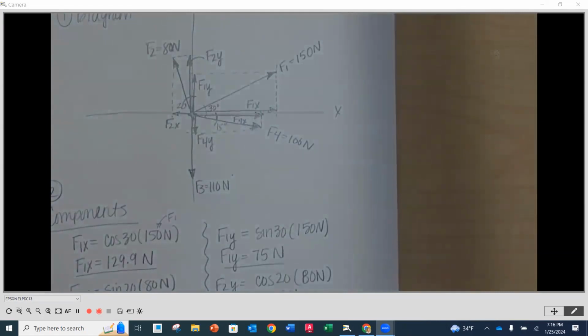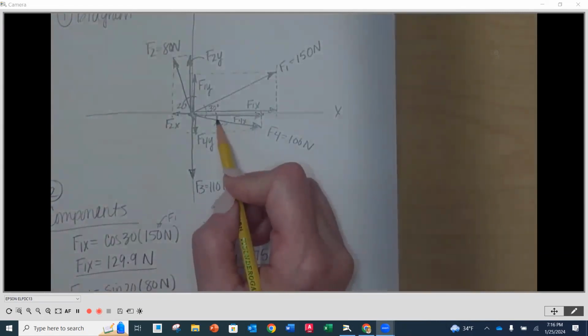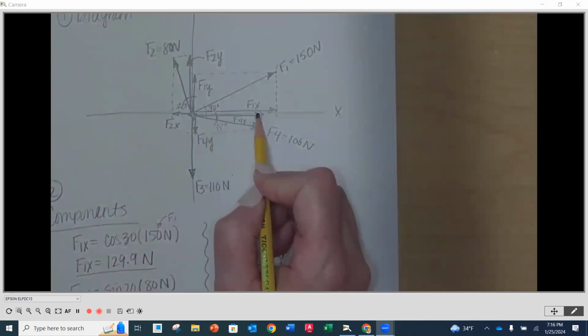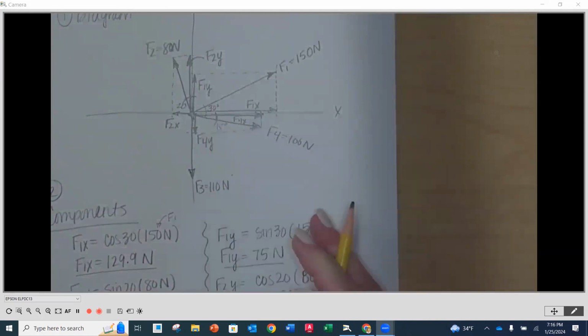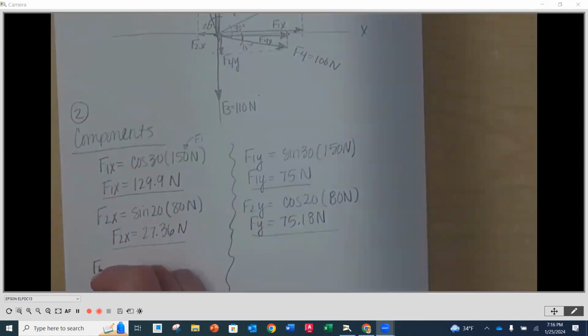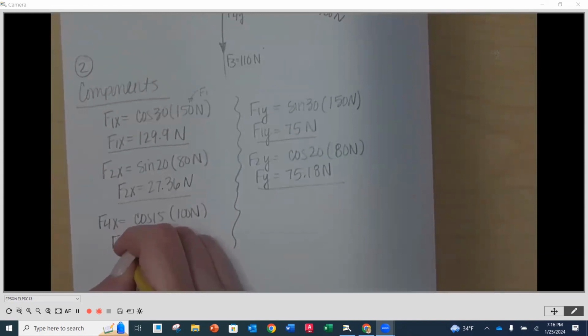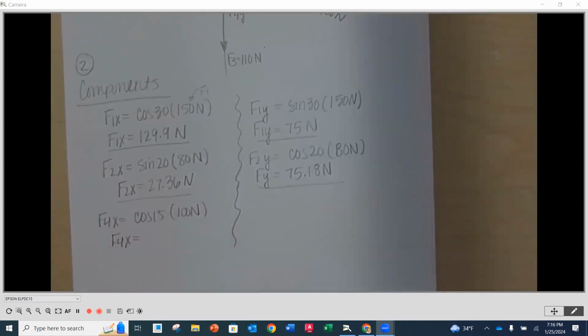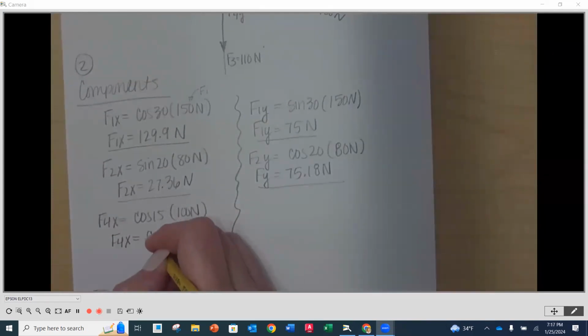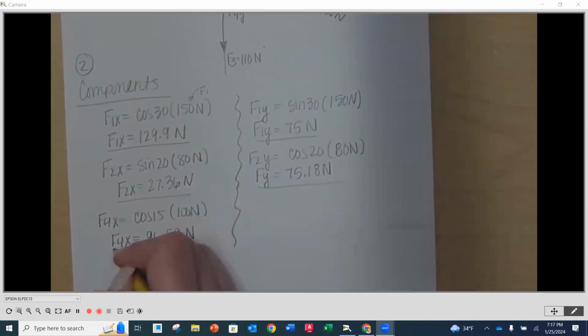Now that's in the standard location again, because 15 degrees is the side adjacent with the F4x. So this one, F4x, can go back to the cosine of 15 degrees times 100 newtons, which is the hypotenuse. So F4x should be 96.59 newtons.